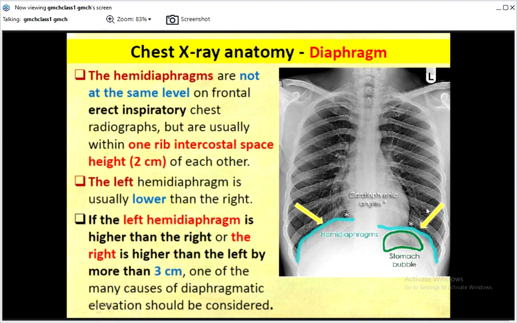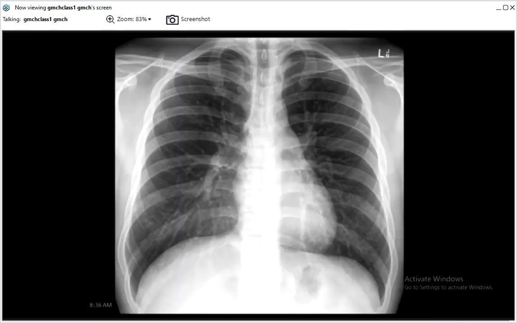Either this side is abnormal, or there is something pulling this diaphragm up, or something pushing this part of the diaphragm down. Then that is abnormal. Or if the right is higher as usual compared to the left, but the difference between the two is more than 3 centimeters, then again that is abnormal. So these are the two scenarios when we will consider that there is some push or pull on the diaphragm, and it is not symmetrical on the right and left side.